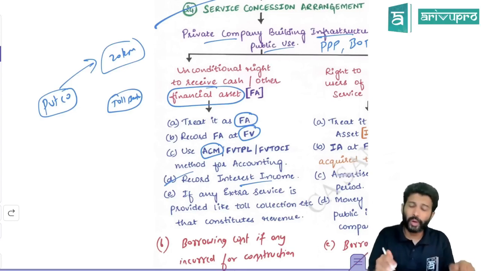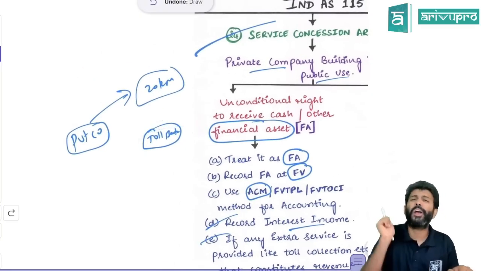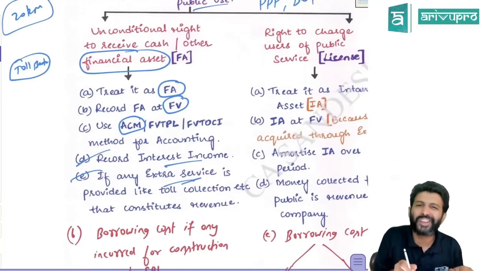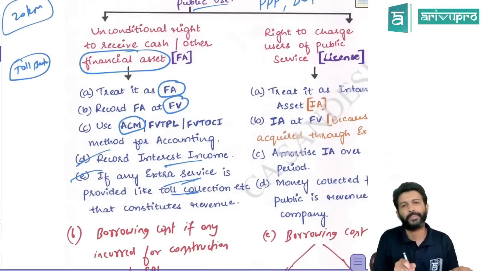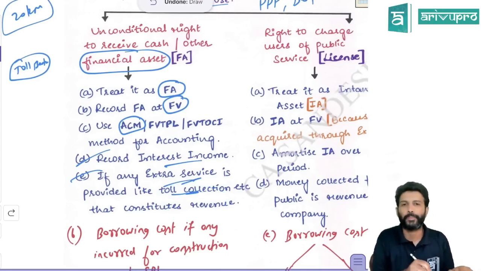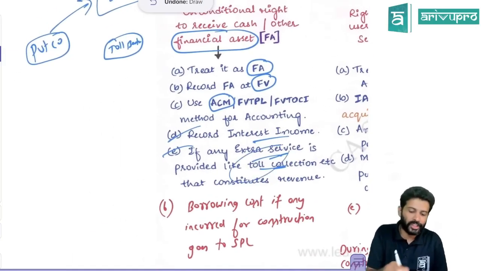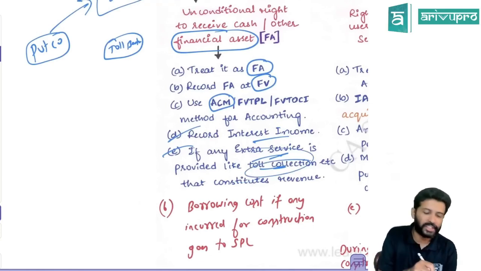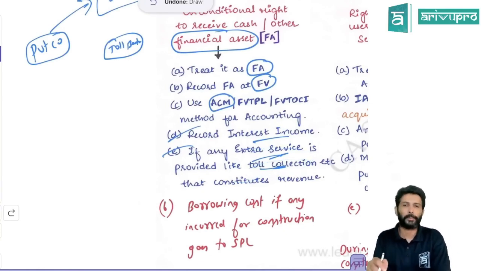And sometimes what happens, the government will also tell, anyway, you have constructed a toll booth, appoint one person and collect the toll on my behalf. So if the company is giving some extra service, like toll collection service, which they have outsourced to the private company, then that also becomes revenue. Obviously, we won't do this extra service free of cost. We'll charge some money. So if any extra service like toll collection has been given, that also will be booked as revenue.